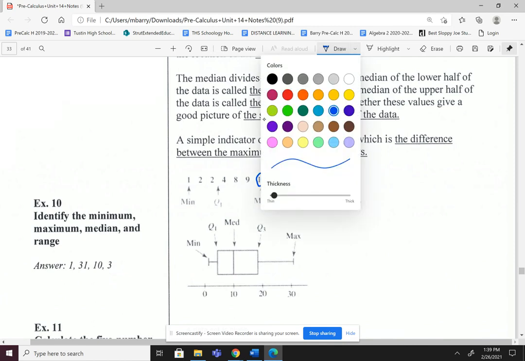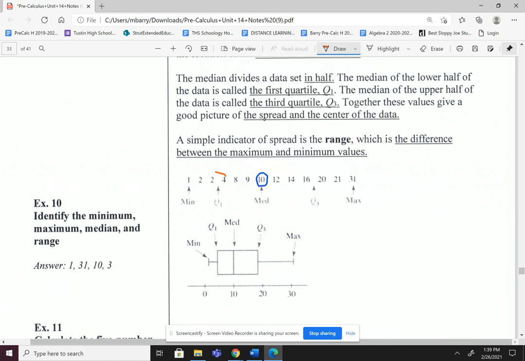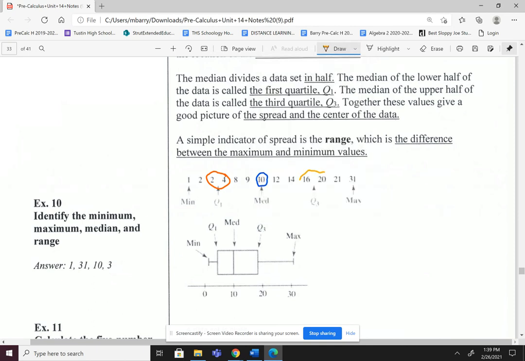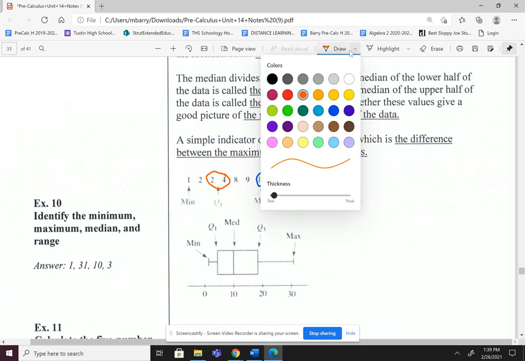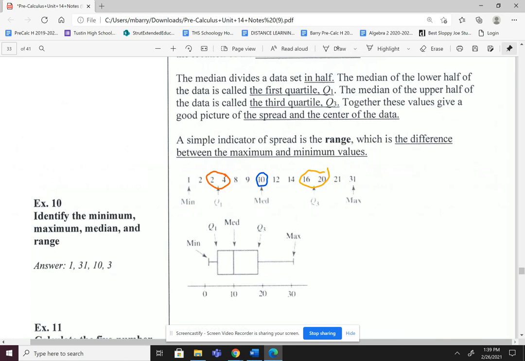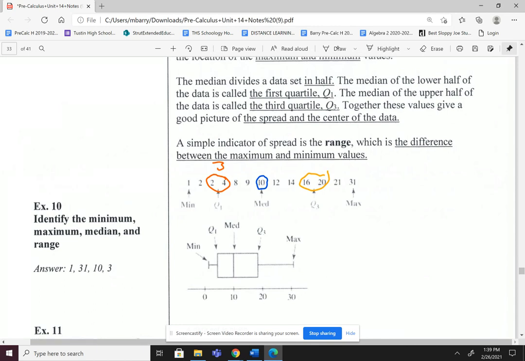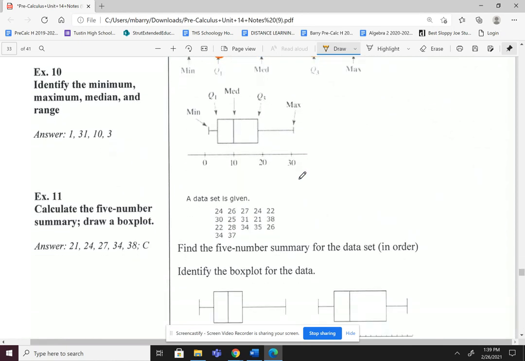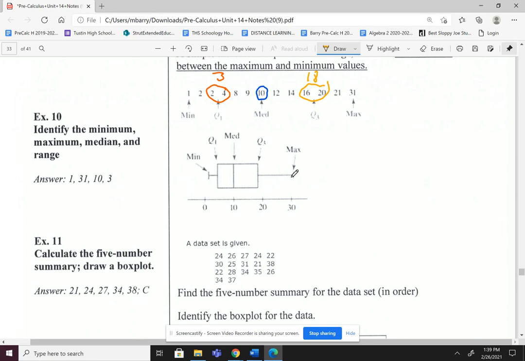So if we're looking at the first half of the data here, the median would be between 2 and 4. And if you're looking at the second half of the data, the median would be right in between 16 and 20. So then they identify the Q1 as 3, which is the number right in between those. And then they identified the Q3 as 18, which is the number right in between those. Cool. So that is how they got that. And then obviously the min is 1 and the max is 31.